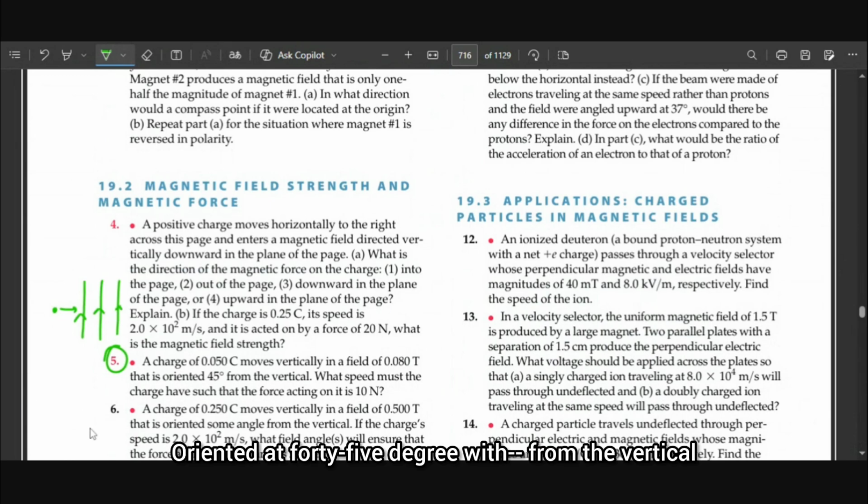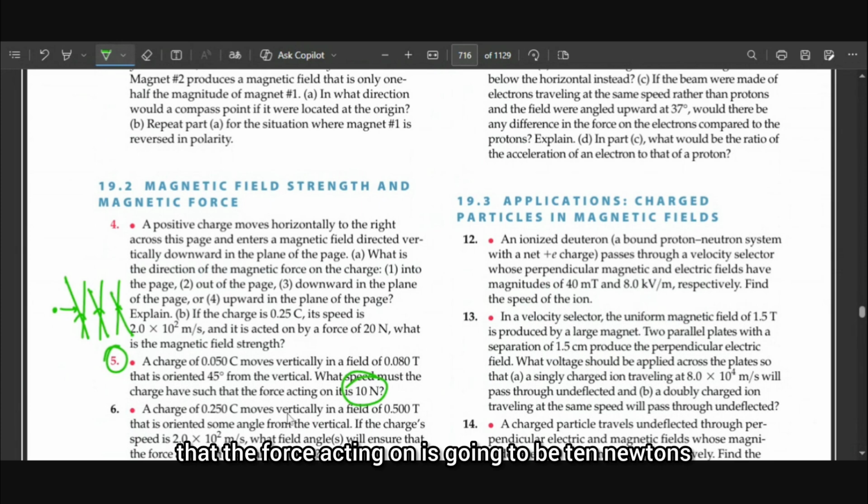Oriented at 45 degree from the vertical. So field is oriented at 45 degree. So I would say this is the vertical direction. Field will be like that. Now the question is, what speed must the charged particle have such that the force acting on it is going to be 10 newtons? So kind of a tricky question, because here you have to understand this fact.